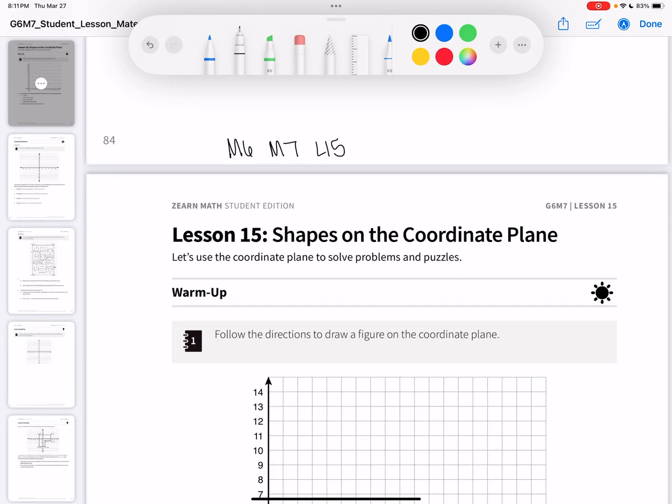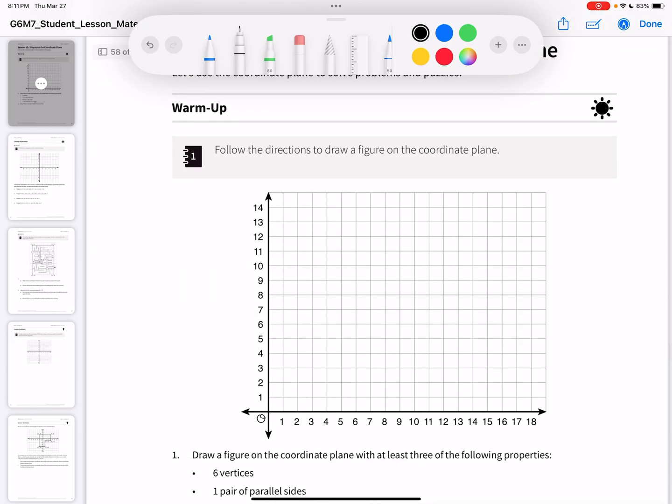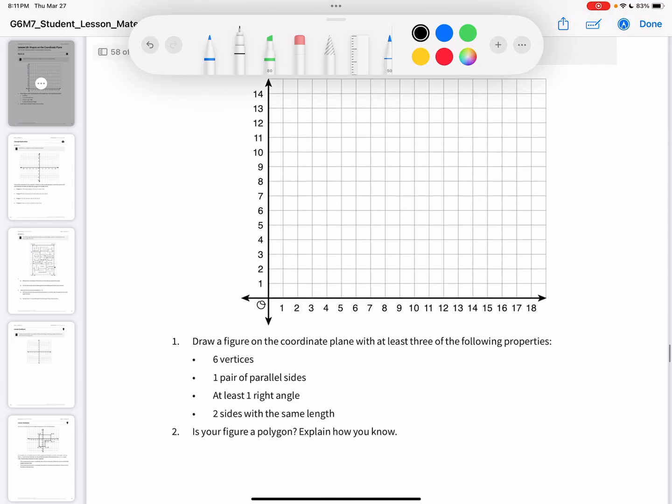Today we're doing Math 6, Mission 7, Lesson 15, Shapes on the Coordinate Plane. All right, so follow the directions to draw a figure on the coordinate plane. Draw a figure on the coordinate plane with at least 3 of the following properties.